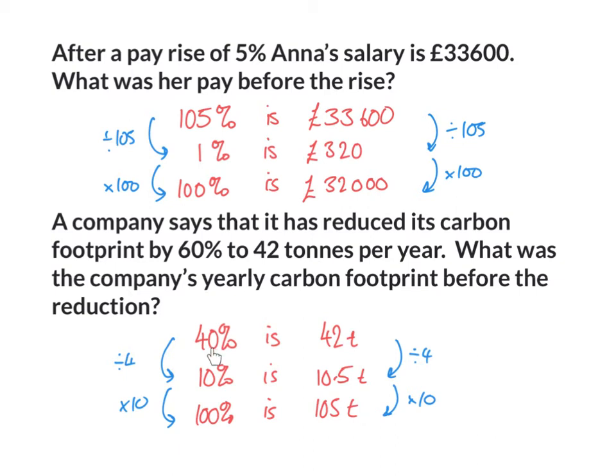Again, we could do this by going back from 40% down to 1% and then to 100%. That's absolutely fine. But here this meant that I could do it without a calculator easily enough.